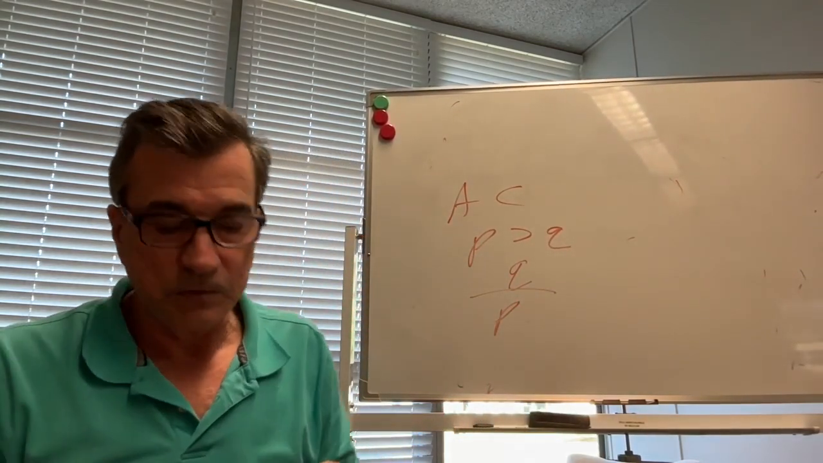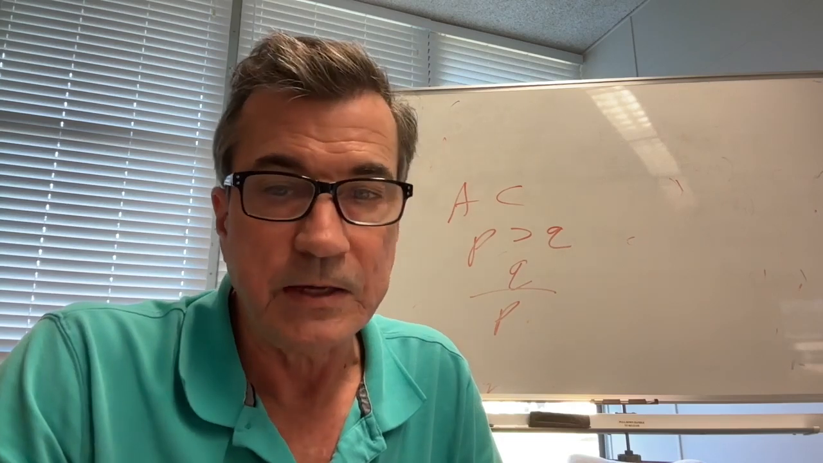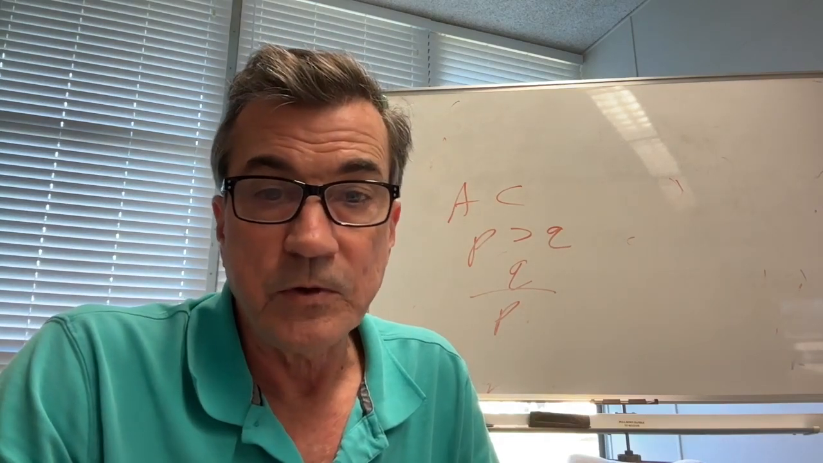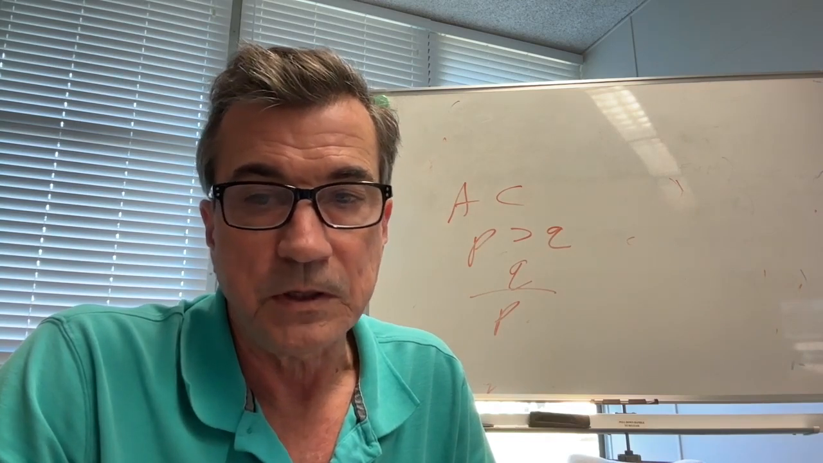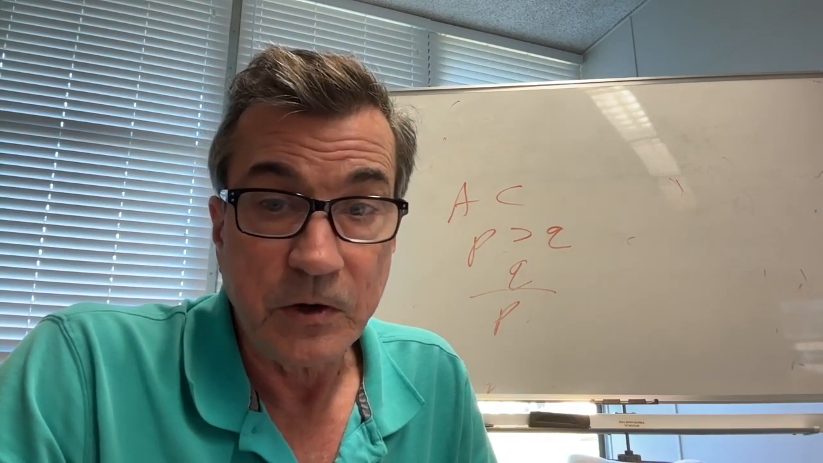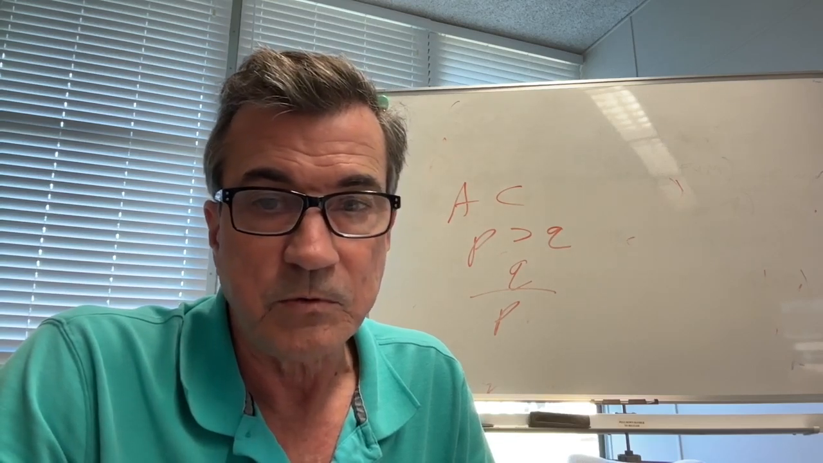This is probably the argument you've heard the most in this class, affirming the consequent, or AC. A consequent is what follows the implication sign. So if P, then Q, Q, therefore P. That's an invalid argument form. You could do that on the truth tables and see that it's an invalid argument form.